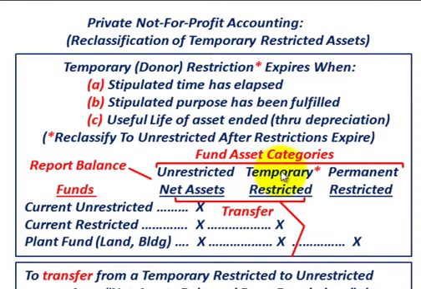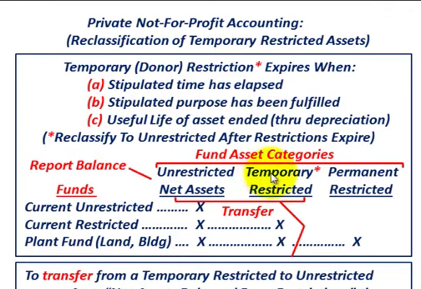What we're going to be looking at is the case where these temporarily restricted assets are going to be transferred into unrestricted net assets. There are reasons why that is done for accounting purposes, and that's really what we're going to be looking at. These not-for-profits have to report the fund balances by fund, the balances in these fund asset categories, whatever restriction they are.